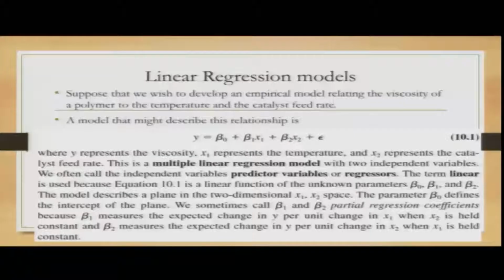Now, if we come to the linear regression model, suppose that we wish to develop an empirical model relating the viscosity of a polymer to the temperature and the catalyst feed rate which is being given. Consider the model is given like this: y is equal to beta naught. Beta naught is basically the intercept. If you remember in class 10 or 11, we considered y is equal to mx plus c. This c is basically the value of beta naught which we have. This is the intercept where it is cutting the axis.